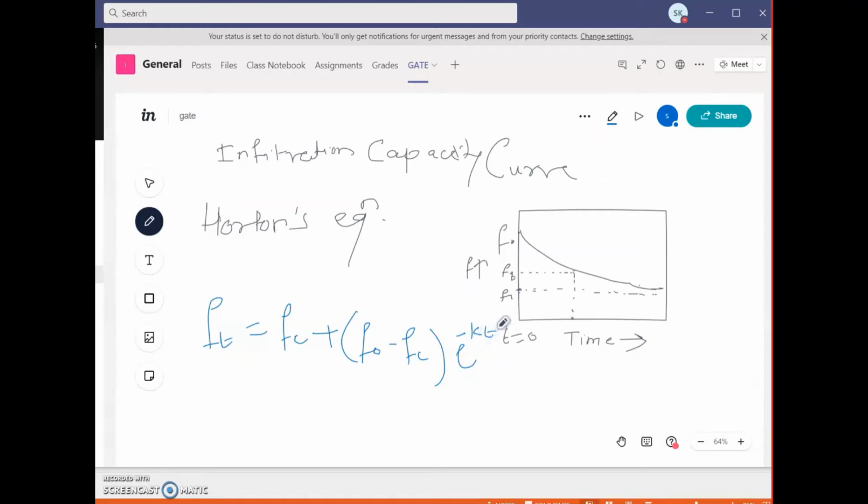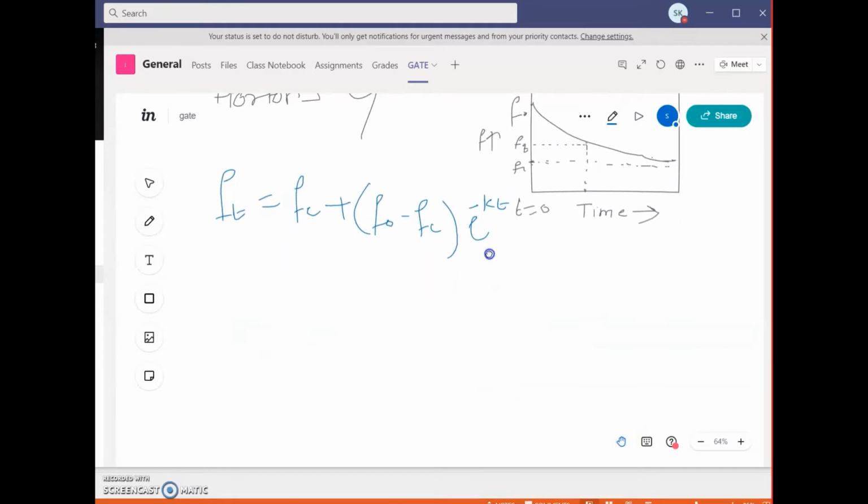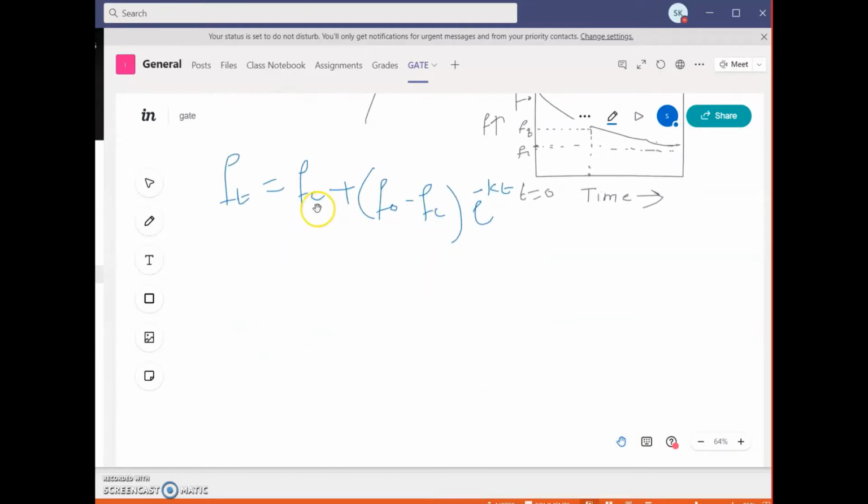Here we know that ft is the infiltration rate at any particular time t. Fc is the constant infiltration rate, f naught is the initial infiltration rate, whereas k is a constant. This constant depends on what kind of vegetation and what kind of soil is there in that particular area. So if we know these conditions, then we can find the value of k, and then we can find the infiltration rate.